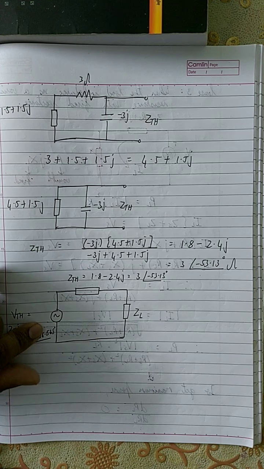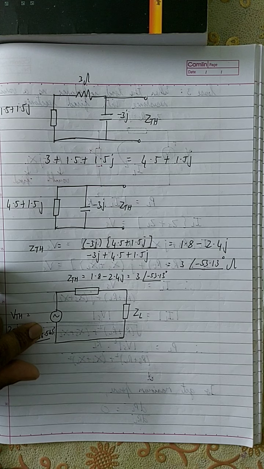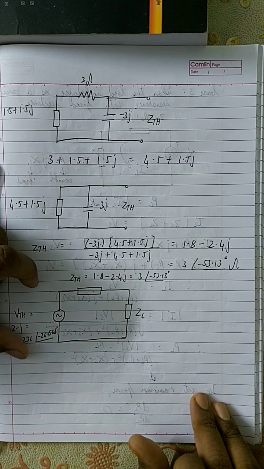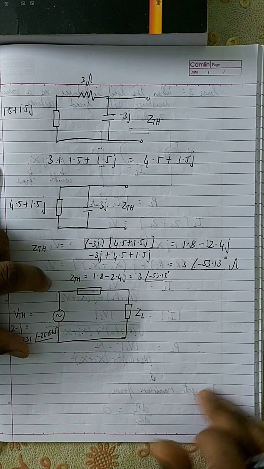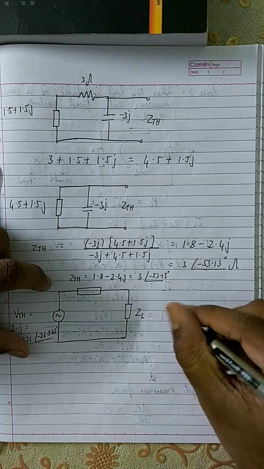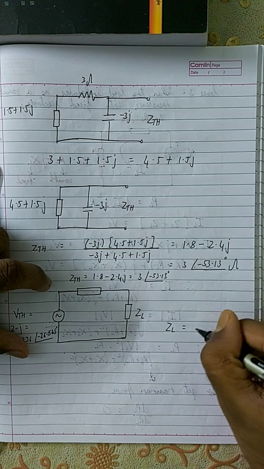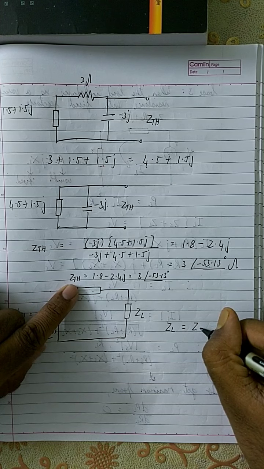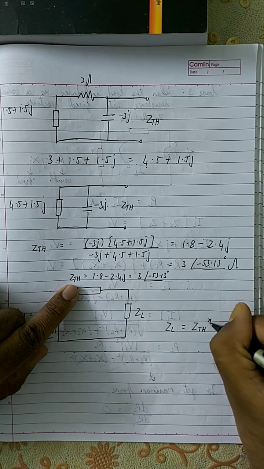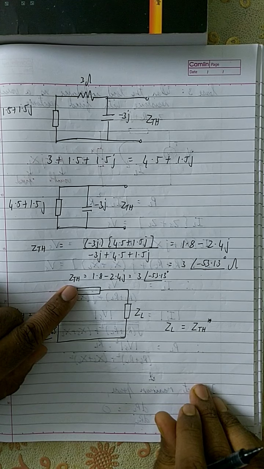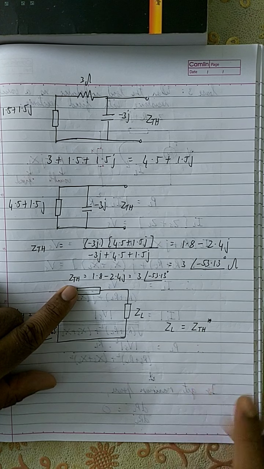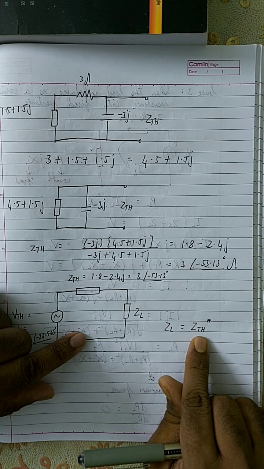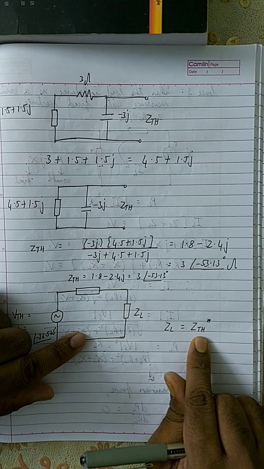According to the maximum power transfer theorem, if you refer to the previous video, case 2, maximum power can be transferred if the load impedance ZL is the complex conjugate of the source impedance. Here the source impedance is ZTH. That is what the maximum power transfer theorem is saying, that maximum power can be transferred only if the load impedance is the complex conjugate of the source impedance.